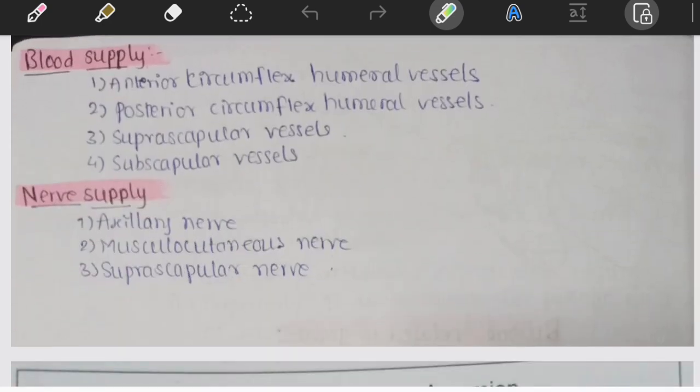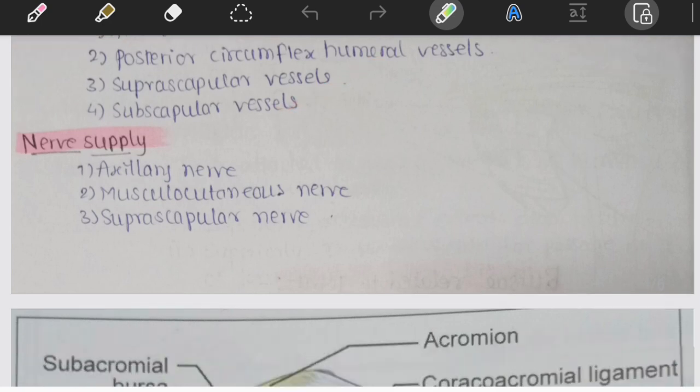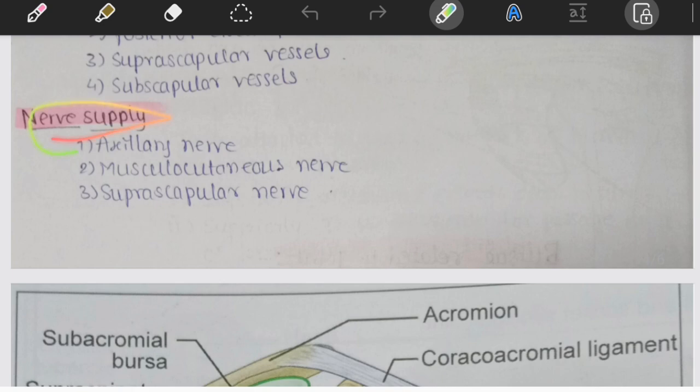Next, we will see the blood supply. Blood supply is by the anterior circumflex humeral artery, posterior circumflex humeral artery, suprascapular artery and subscapular vessels. Nerve supply is by the axillary nerve, musculocutaneous nerve and suprascapular nerve. These are three important nerves. And Hilton's law says the nerve supplying muscles acting on the joint also supplies the joint. Here Hilton's law is applied.